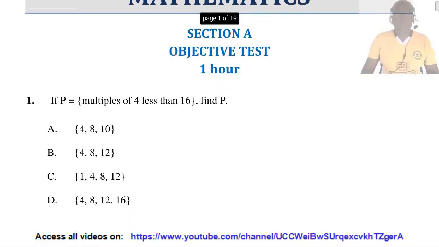Question 1. If P equals multiples of 4 less than 16, find P. P equals 4 plus 4, 8, plus 4, 12, plus 4, 16. But it should be less than 16, so the answer is B.